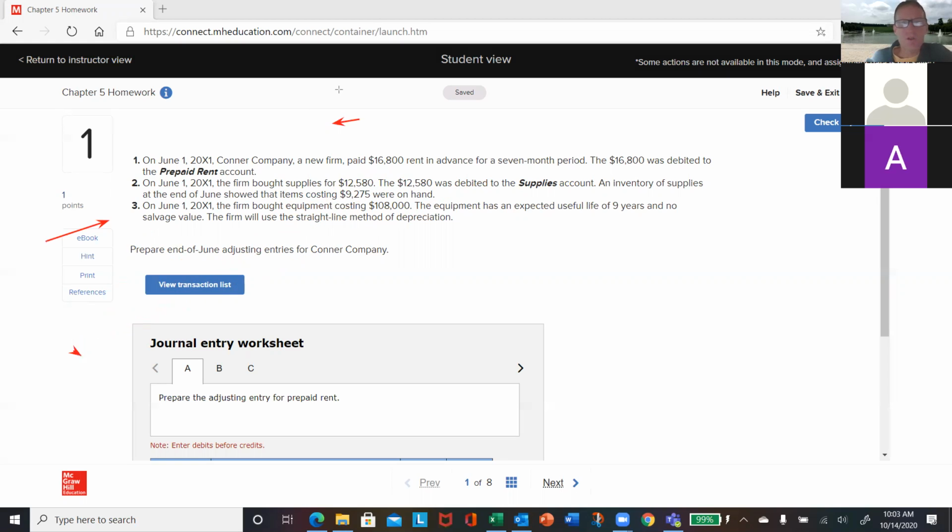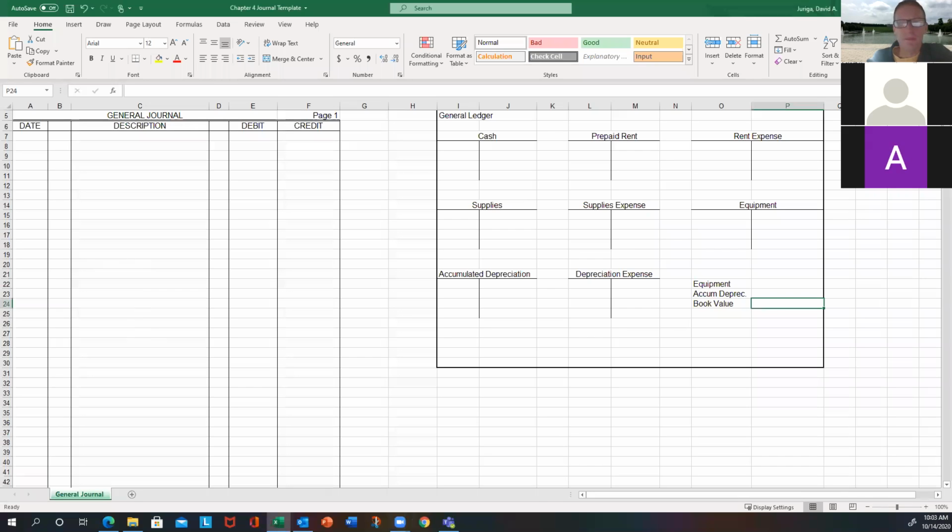So let me go to my other screen. So 16.8. This is what I'm going to show you. I'm going to make sure I've got the right screen up. All right. So if we were in our journal, I'm going to go ahead and type this in. So let's say we've got June 1st. We would say prepaid rent. We're going to debit that. And then let's just go ahead and credit cash.